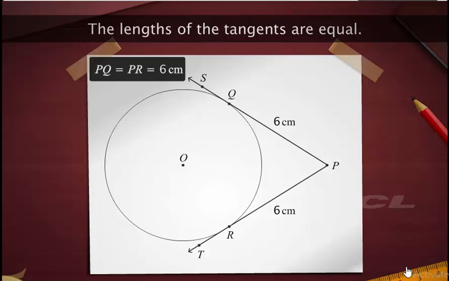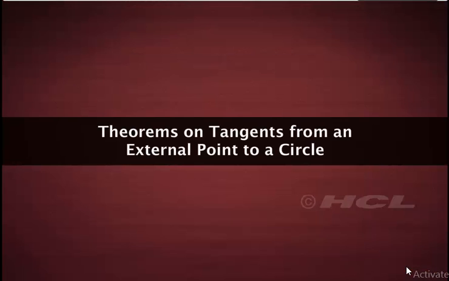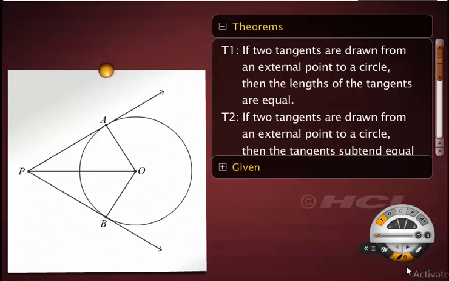Let's prove this result using the concept of congruent triangles. We will also use the same proof to prove some other statements related to tangents from an external point to a circle. We can use the same set of steps to prove these 3 theorems. If 2 tangents are drawn from an external point to a circle, then the lengths of the tangents are equal. The tangents subtend an equal angle at the center of the circle, and the tangents are equally inclined to the line segment joining the point and the center of the circle.